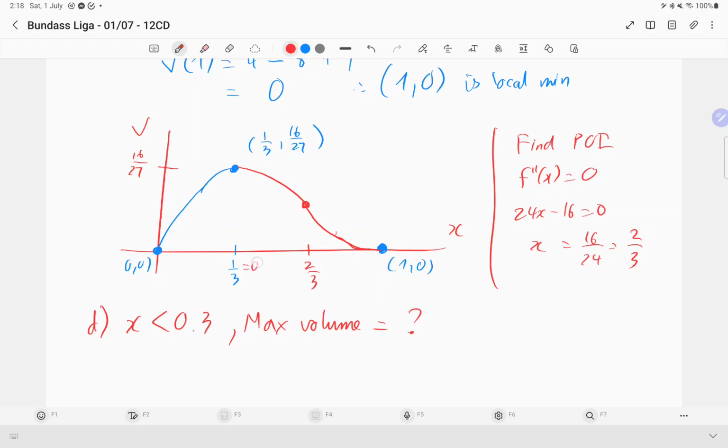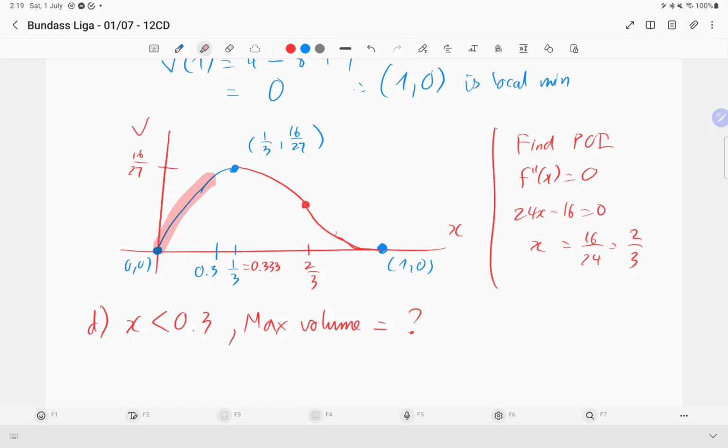1/3 is 0.33 recurring. So let's just say to 3 decimal places it is 0.333. Now, if it's restricted so that it must be less than 0.3, then what's the maximum volume? This means that the restriction actually cuts it off earlier. So for part D, it's actually cut off around here. So it hasn't reached the local maximum yet. Does it make sense? Because 0.3 is less than 0.33, right? And because of that, it hasn't reached a maximum yet.